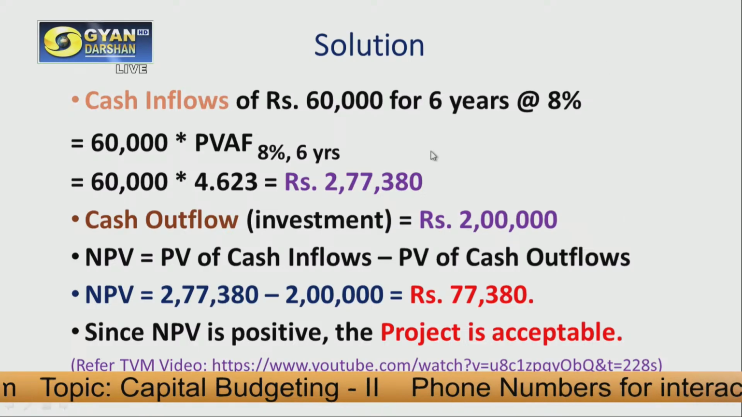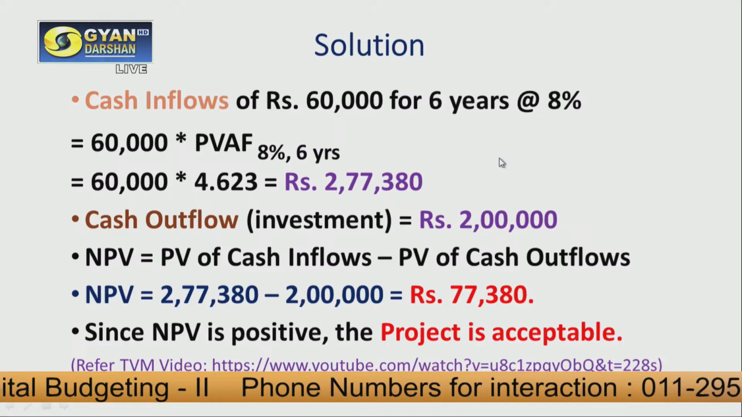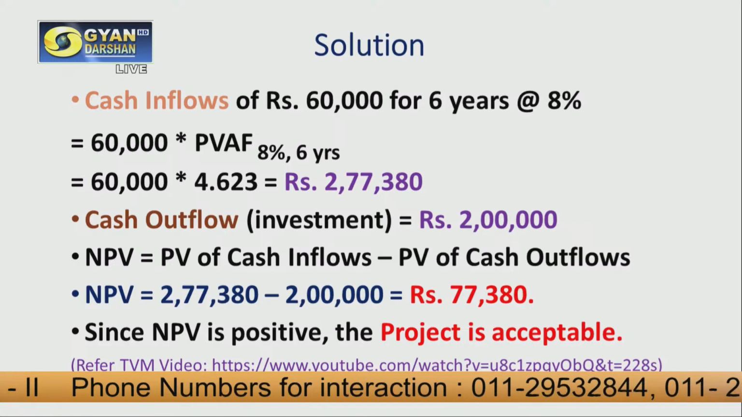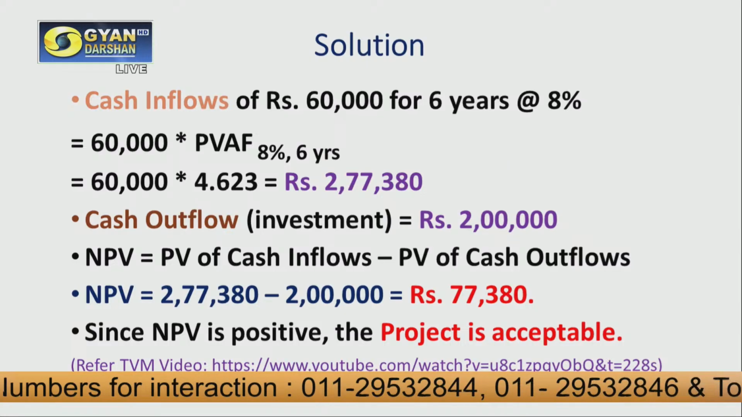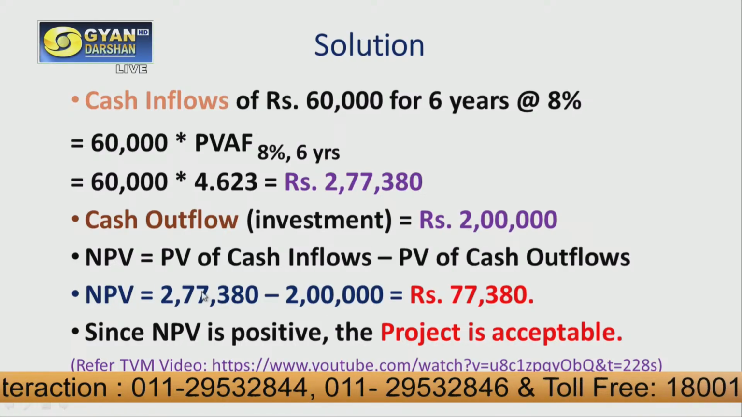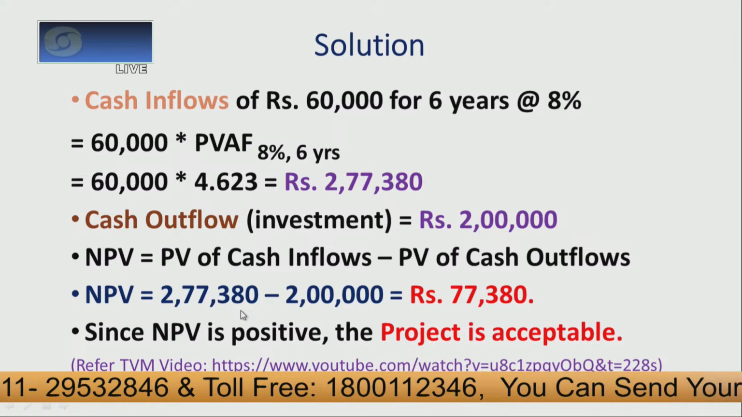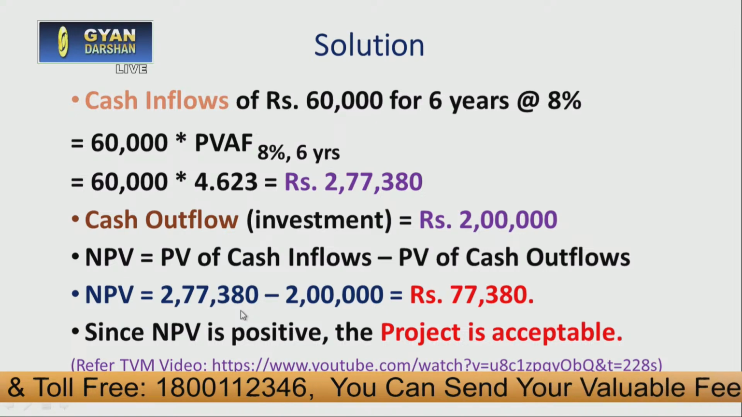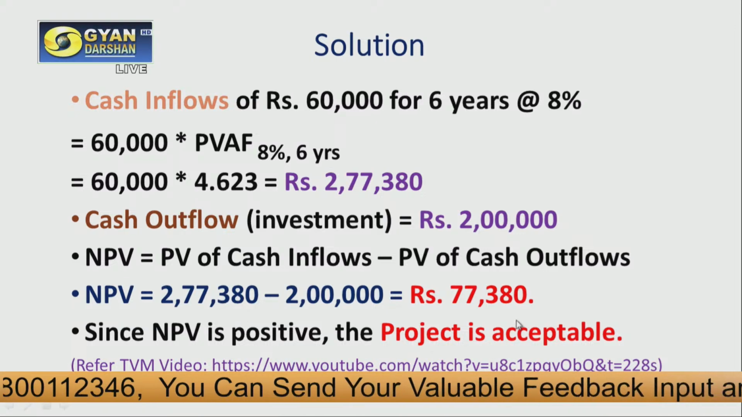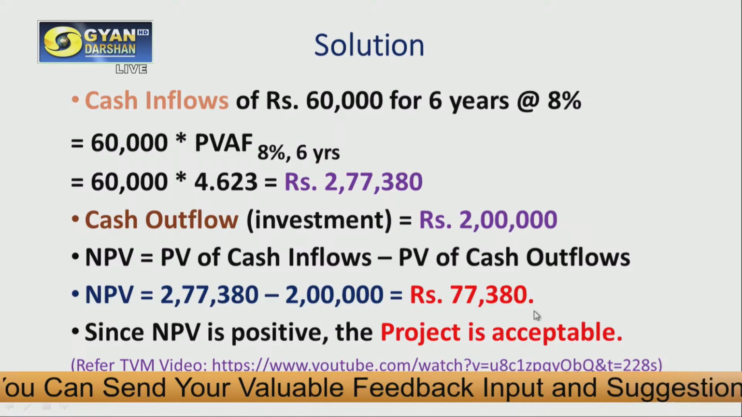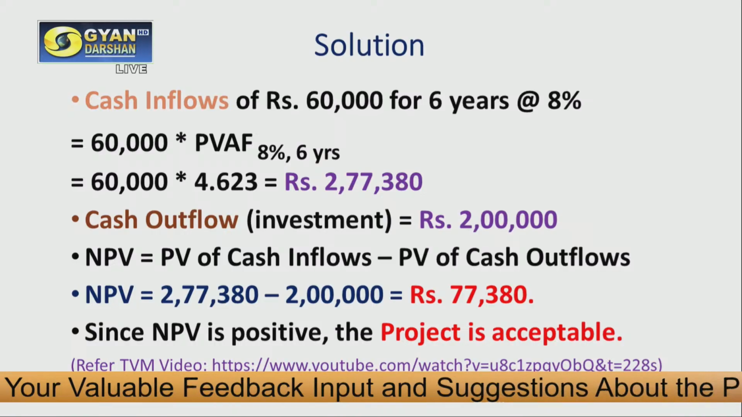We already have the cash outflow, that means the amount that we have invested, which is rupees 2 lakh. So what does net present value say? We need to deduct the present value of cash outflow from the present value of cash inflows. So we calculate net present value by deducting 2 lakh from 2,77,380, and we get rupees 77,380, which is a positive value. Since we don't have any other project to compare with, and we need to take the decision for this particular project, and NPV for this project is positive, we are going to accept this project.